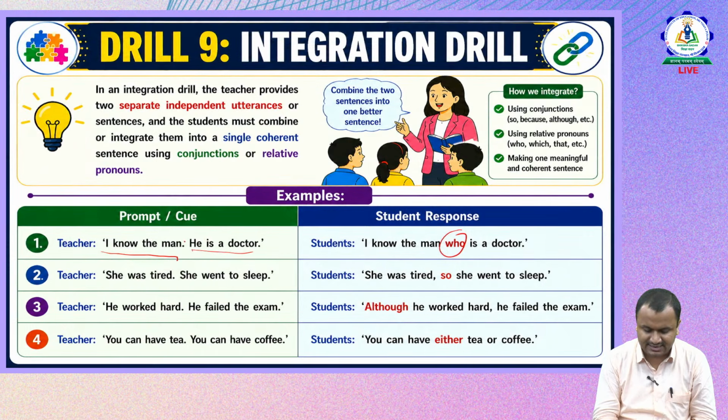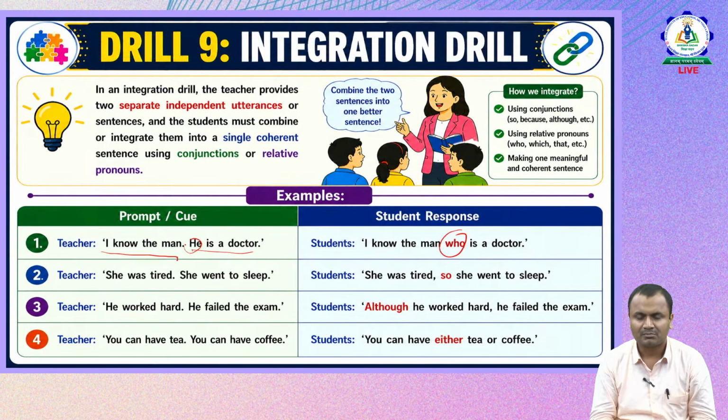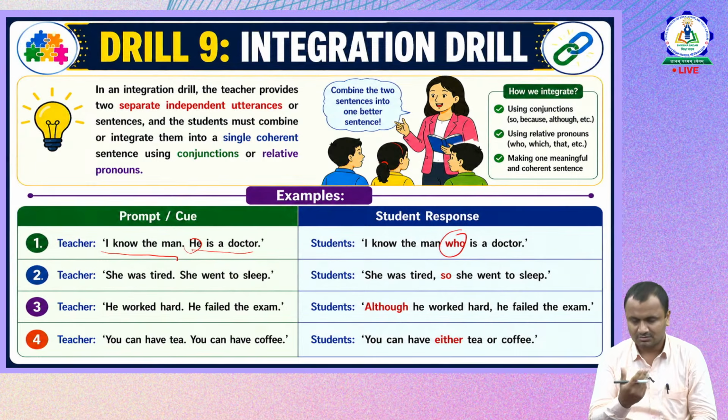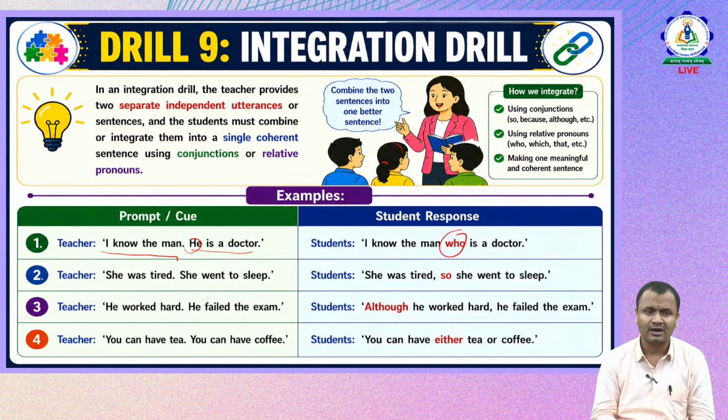So, connecting "he" to "the man" by using "who", that is a relative pronoun. In an integration drill, we integrate different parts of sentences by using connectors like conjunctions, because, although, relative pronouns who, which, that, or any meaningful word to make the sentence coherent and meaningful. Let's take one more example.